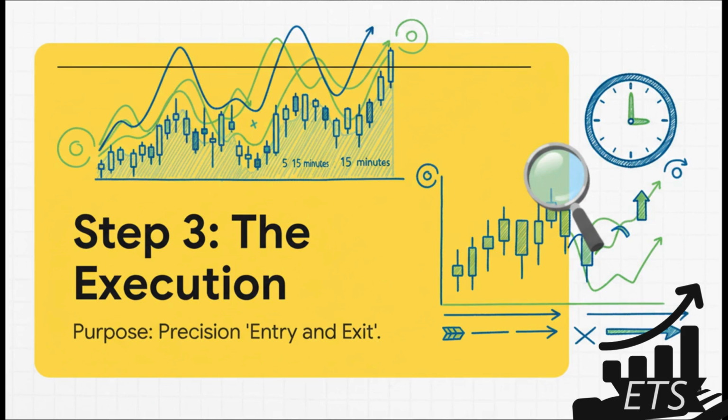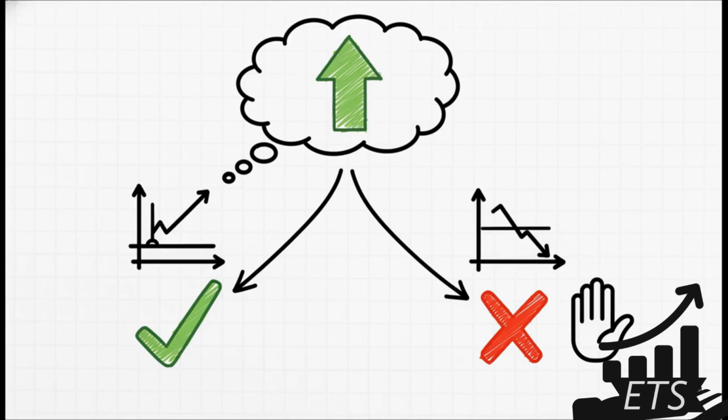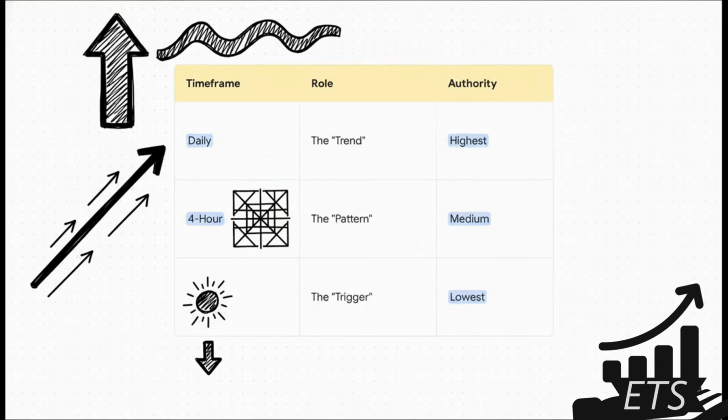And finally, we zoom all the way in for step 3, the execution. This is where we use those small time frames, like the 5 or 15-minute charts, for one thing and one thing only, getting our timing just right. Now this step takes some real discipline. You're waiting for your specific entry signal, like a bounce or a candle pattern, but, and this is a big but, you only pull the trigger if it lines up with your bias from step 1. So, if step 1 told you buy only, and you see a perfect sell signal here, you do nothing. You just skip the trade. It's that simple.